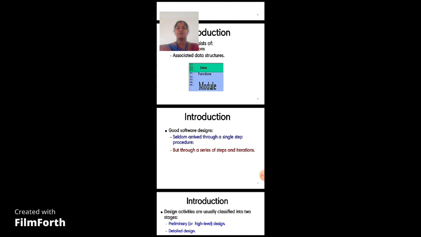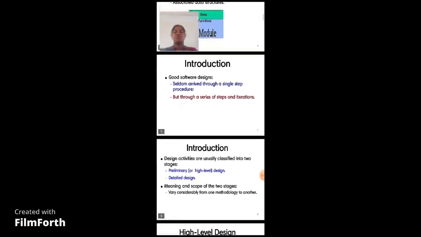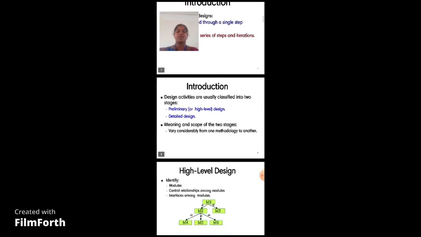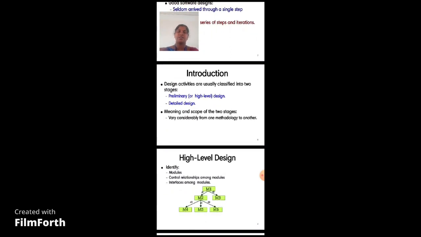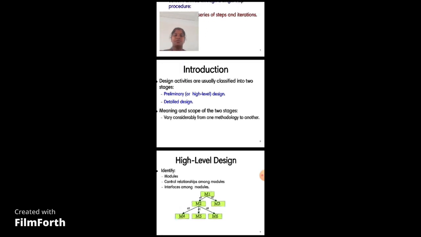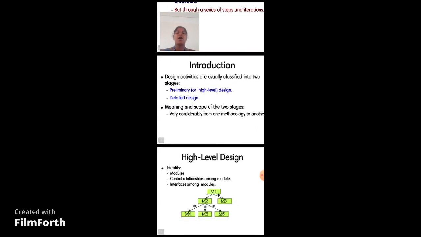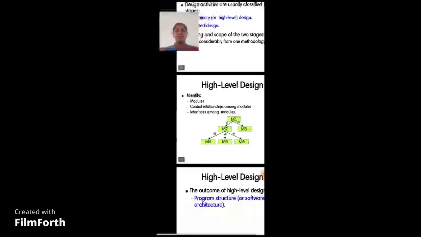Based on this software design, the procedures are arrived at in step-by-step iterations. We continue in two stages of design in this main activity: one is the preliminary design and the other is the detailed design. The preliminary design is based on high-level design. We have to identify the modules, the control relationship among the modules, and the interface among the modules. Based on this high-level design, there is more concern for the control between the modules.